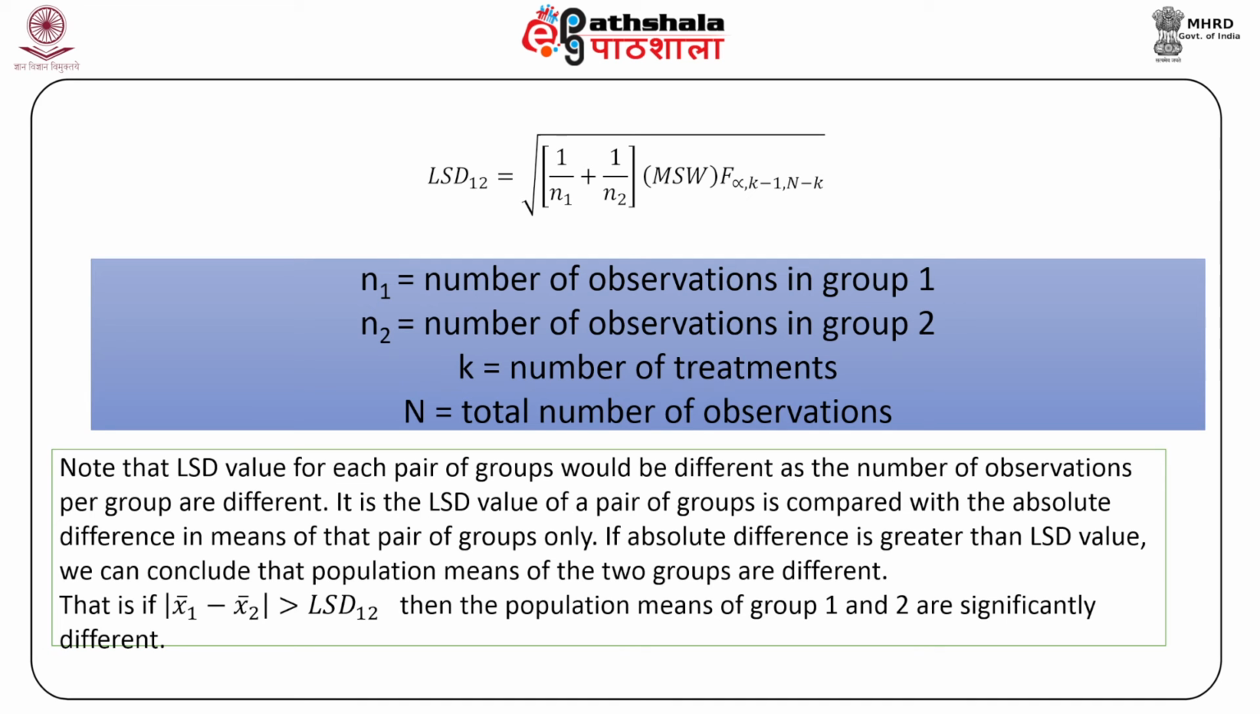If the absolute difference is greater than the LSD value, we can conclude that the population means of the two groups are different. That is, if modulus of x1 bar minus x2 bar is greater than LSD_12, then the population means of group 1 and 2 are significantly different.